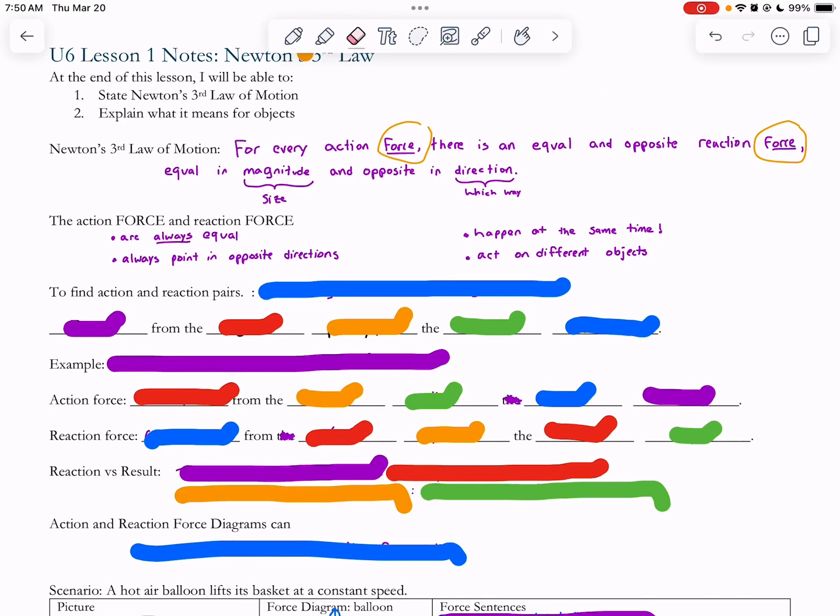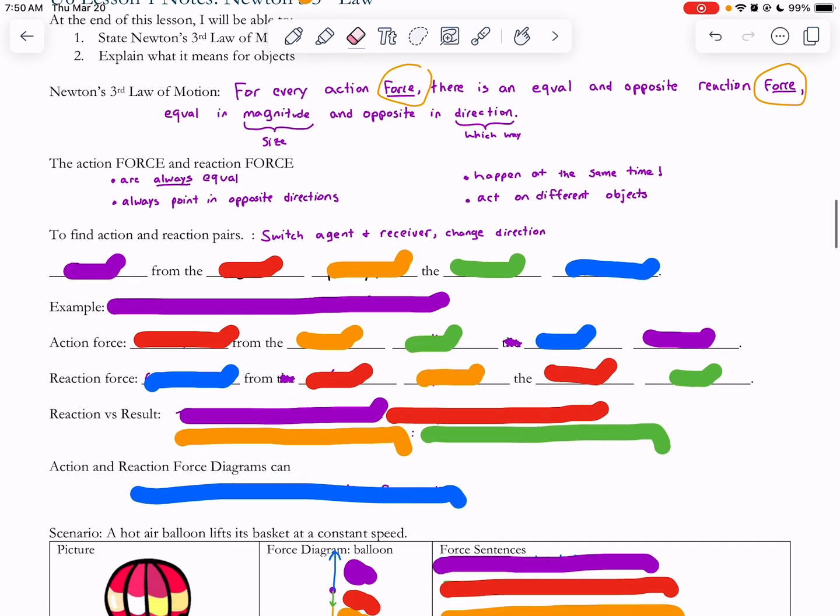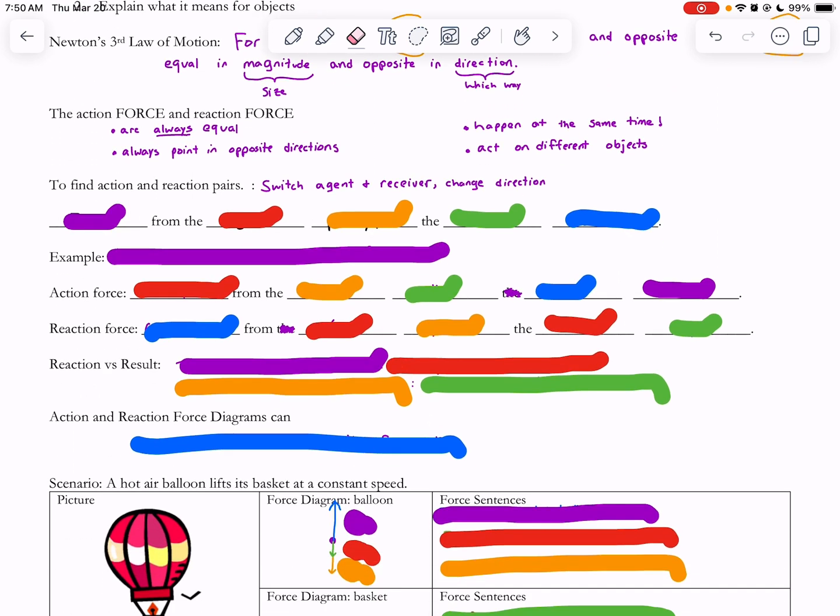How do we find the action and reaction pairs? Well, it's pretty easy. If you can remember those sentences, all we're going to do is switch the agent and the receiver, and then change the direction. So if you remember what those sentences looked like, then this will be pretty easy for you. So here's the fill-in-the-blank sentence. We're just going to fill it in.